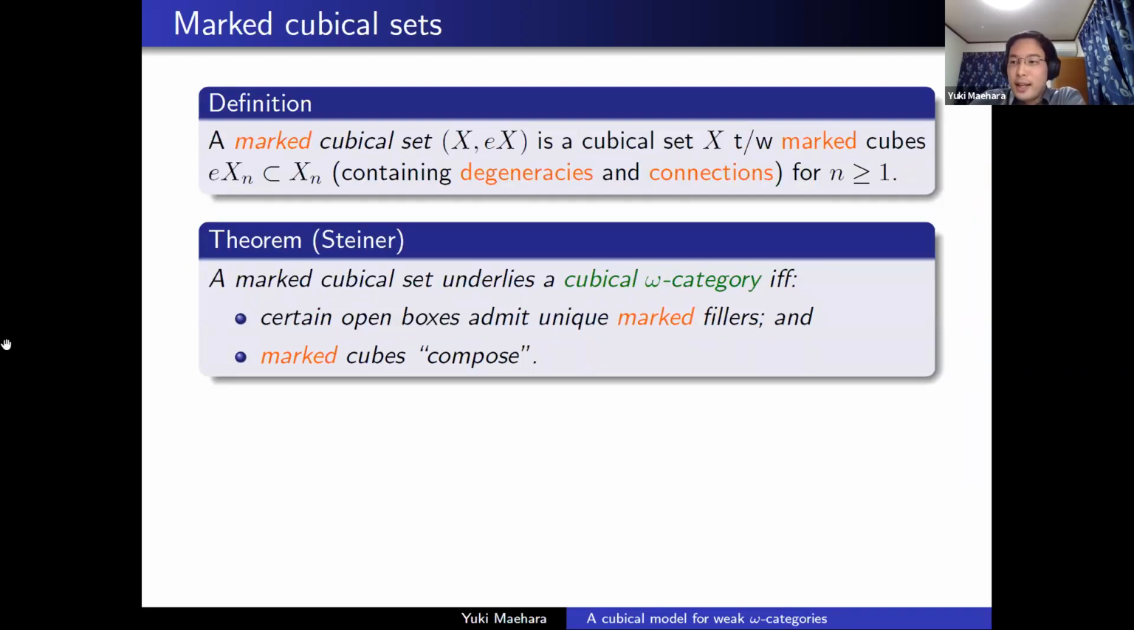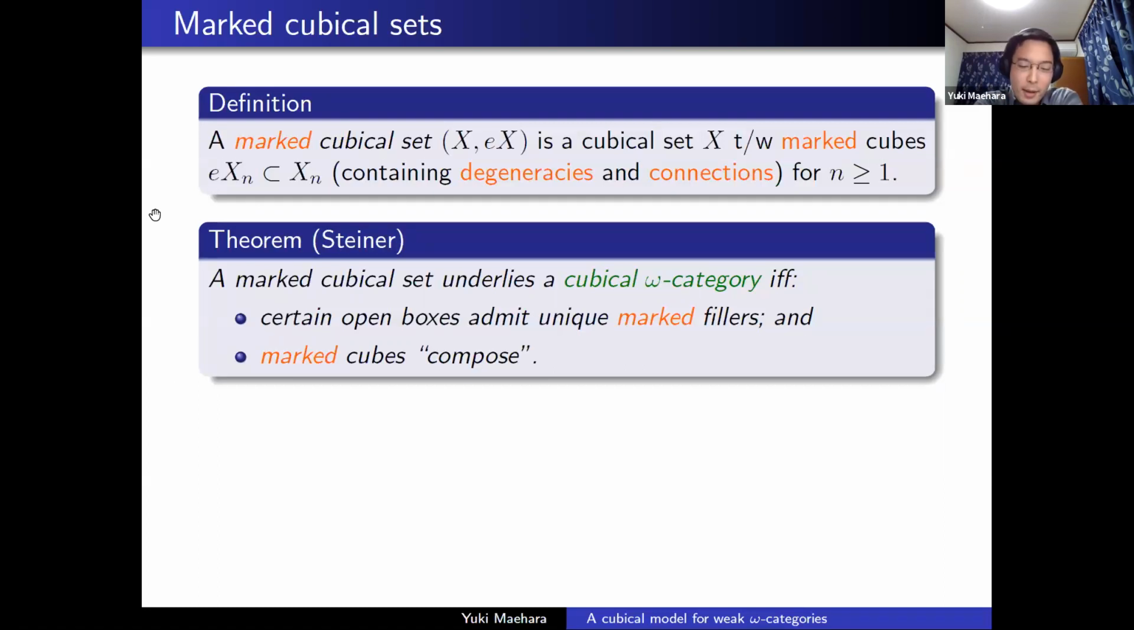Except that I sort of misquoted this theorem. This is not exactly what's in Steiner's paper, and if you're interested, you can ask me later. But for this talk, I will pretend that this is the theorem because it makes it easier to justify our model, I guess. Anyway, this theorem is a characterization of the strict omega categories, but we want weak omega categories. So what do we do?